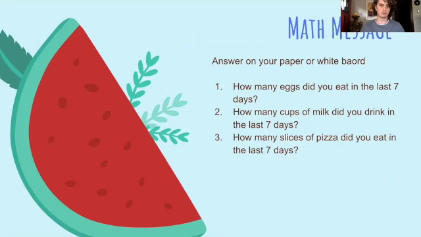Number 2, write the answer to this on your paper. How many cups of milk did you drink in the last 7 days? And the last question, number 3, how many slices of pizza did you eat in the last 7 days? So you should have 3 numbers written down: the number of eggs, the number of cups of milk you've drank, and the number of slices of pizza you've eaten in the last week, in the last 7 days.